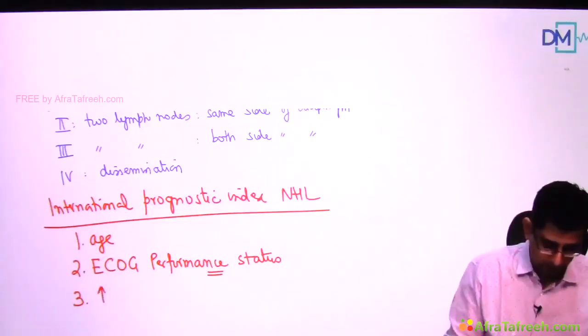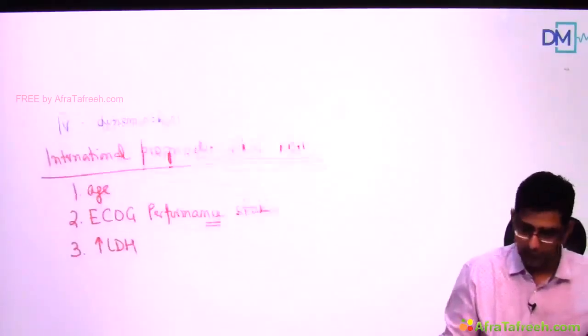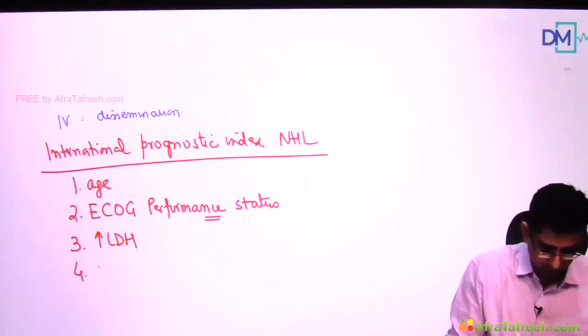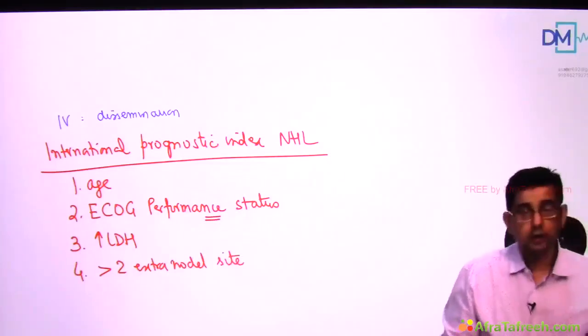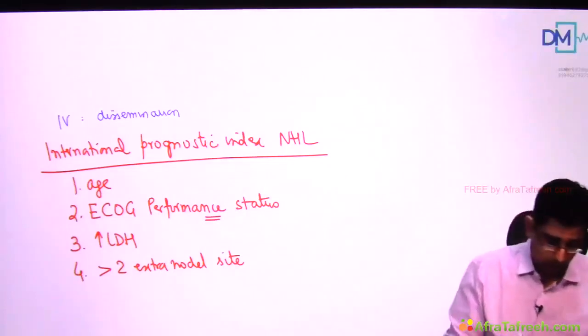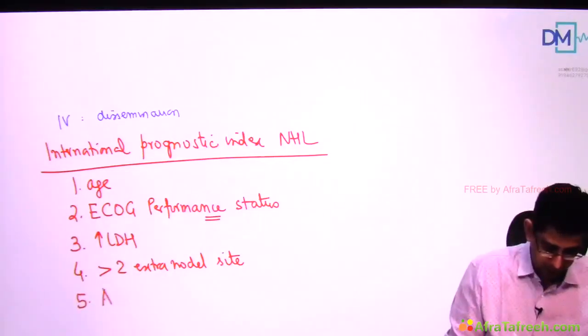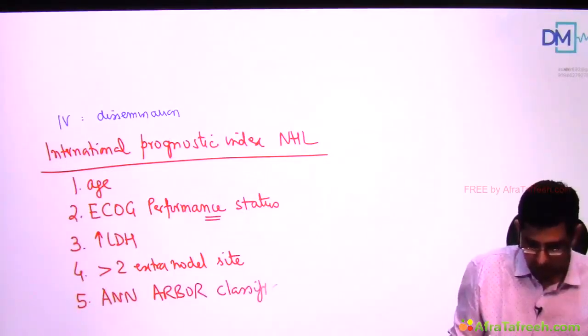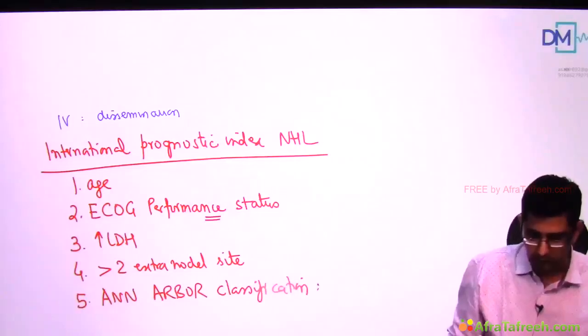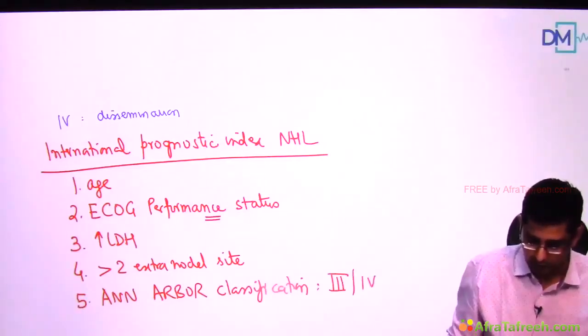Then we'll check the values of elevated LDH in the patient. We take into consideration extranodal sites. If there are more than 2 extranodal sites involved in the patient, that is definitely going to indicate a bad prognosis. And the third thing that we take into consideration in this prognostic index is Ann Arbor classification. If the Ann Arbor classification is mostly stage 3 or 4, then it definitely indicates a bad prognosis.